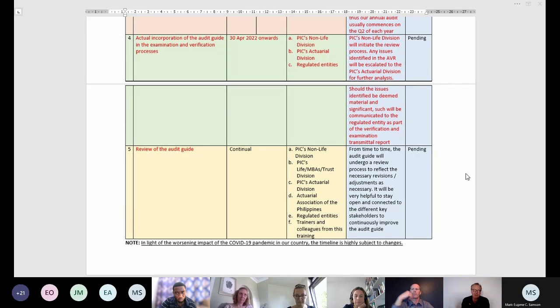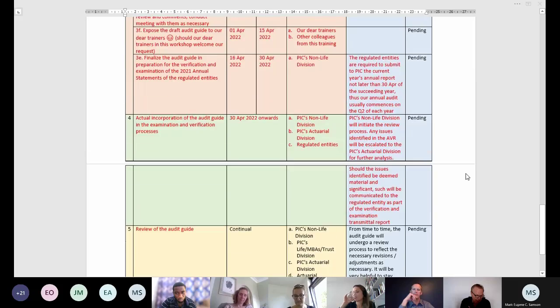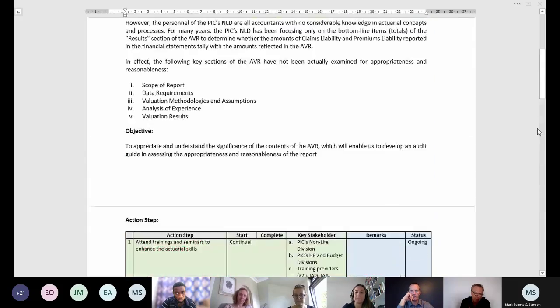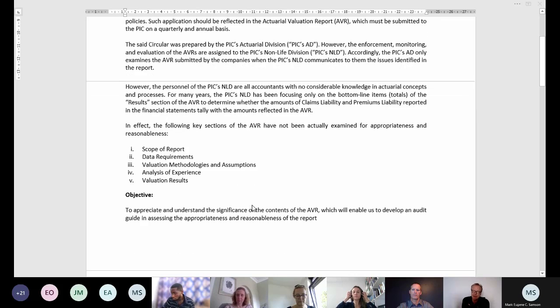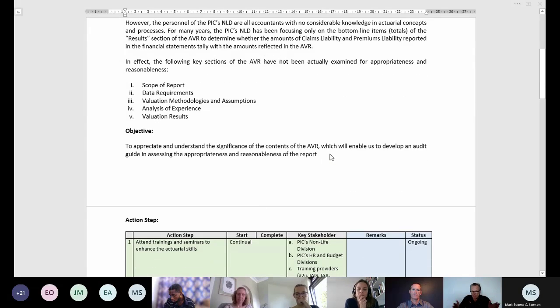So I would suggest you actually even bring that out a little bit more in the statement of the objective. You do say that you want to appreciate the significance of the AVR and understand, and so that's one thing, but it's kind of hard to see appreciation and understanding. It's really easy to see that audit guide. So I would probably put the audit guide kind of front and center of the objective and just focus on that, because other people who see this are just going to say, well, look, we're going to develop this audit guide. So I think that's fantastic.